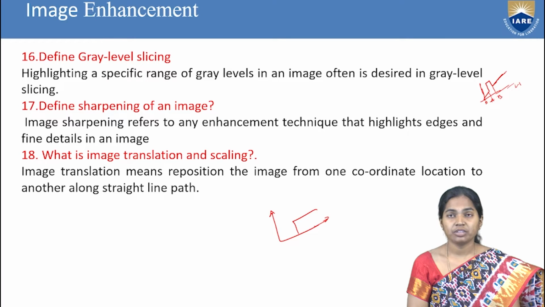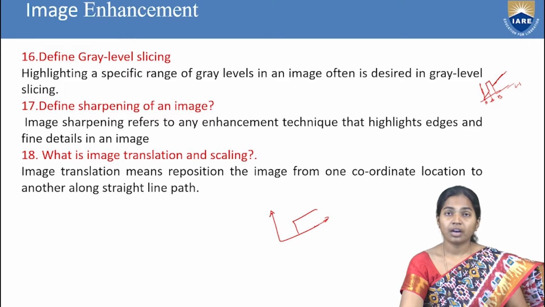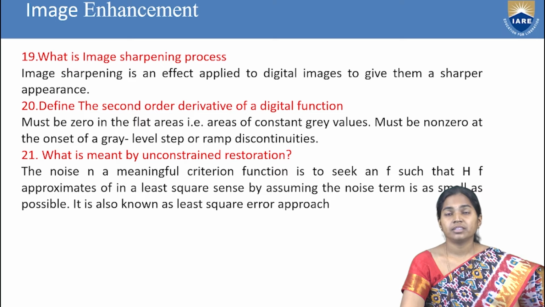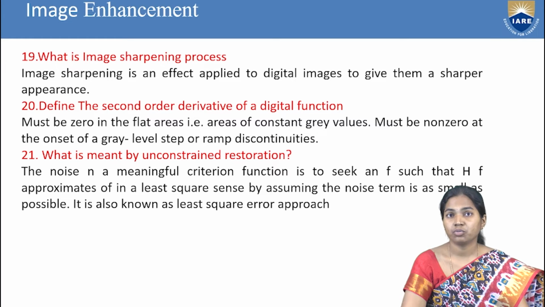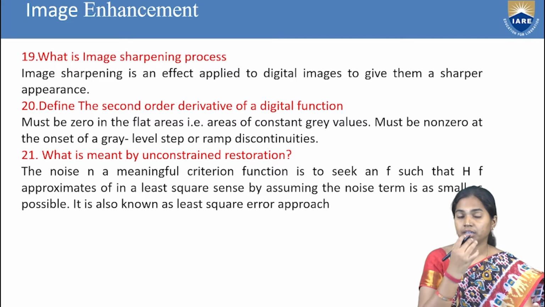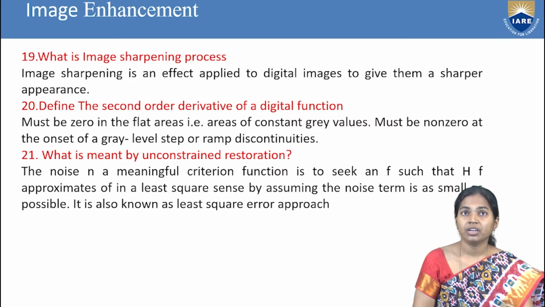What is image translation and scaling? Image translation means repositioning the image from one coordinate location to another along a straight line path. Next one, what is the image sharpening process? The image sharpening process is an effect applied to a digital image to give it a sharper appearance. For this sharpening process, we can go for high pass filters, which give the sharpening of the edges of an image.